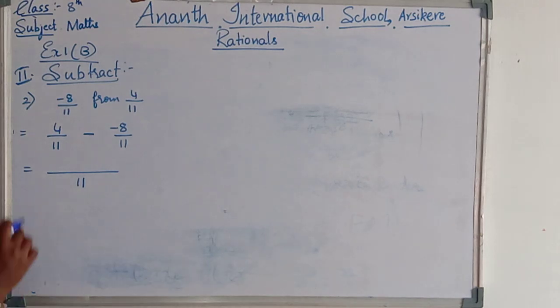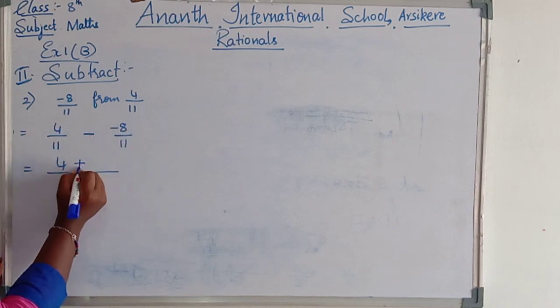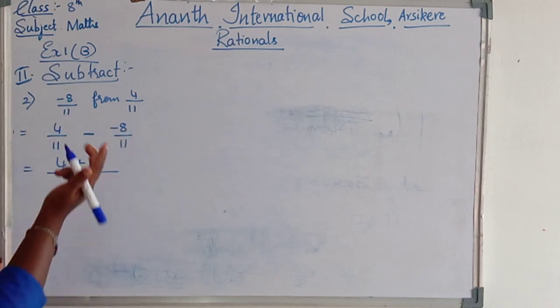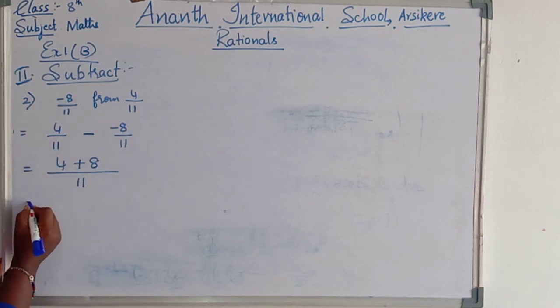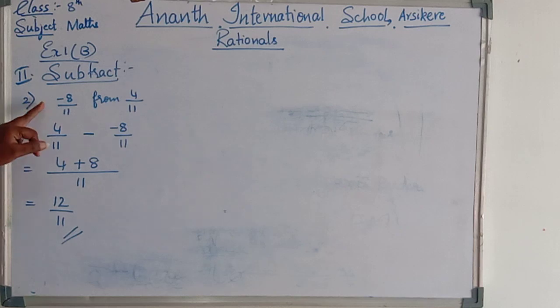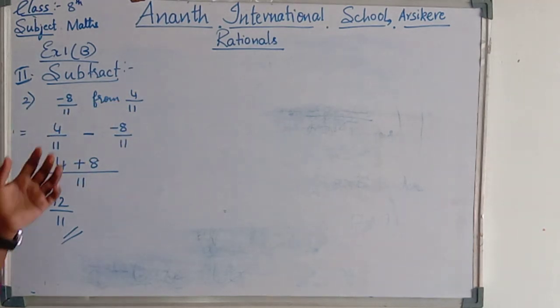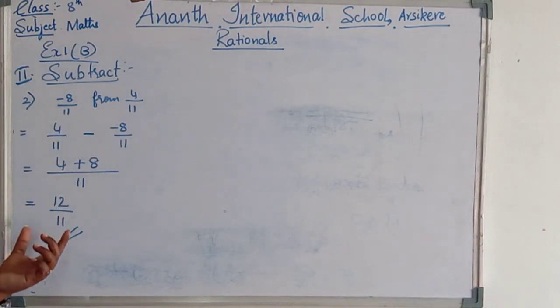11, as it is. 11 how many times? 1 time. So 1 times 4 is 4. Minus into minus is plus. Here also 11 how many times? 1 time. Then it will become 8. 8 plus 4 is nothing but 12. 12 divided by 11 is the answer for minus 8 divided by 11 from 4 divided by 11. Means when you take two rationals, you will get another new rational.